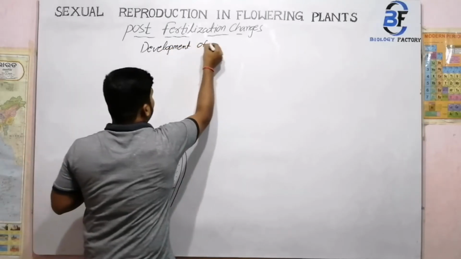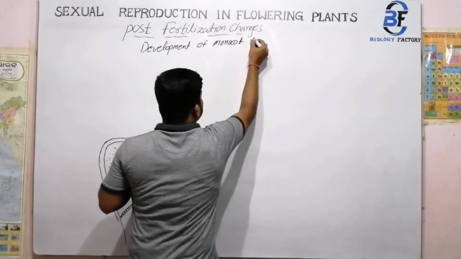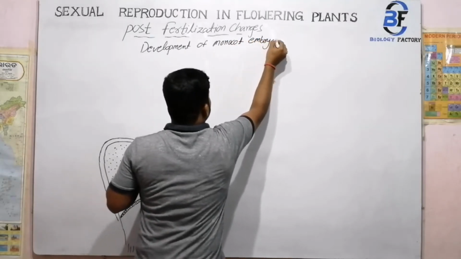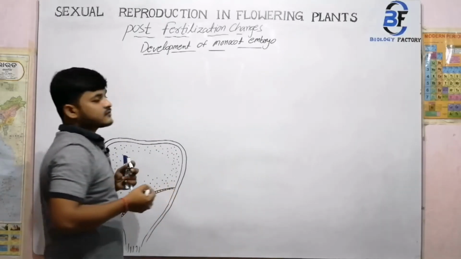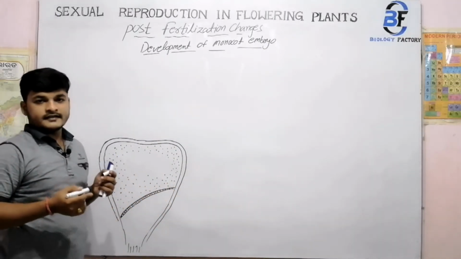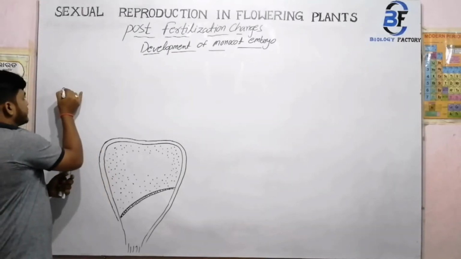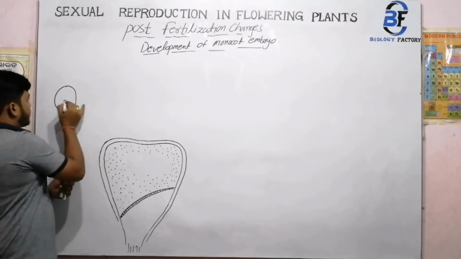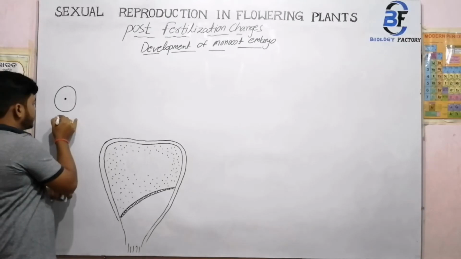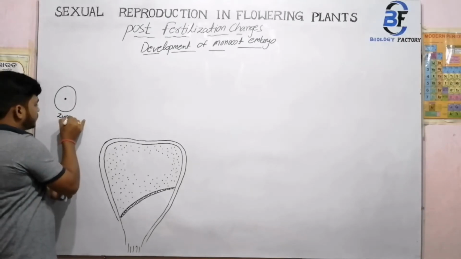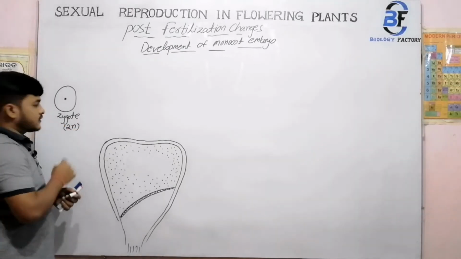Development of monocot embryo. We all know that after fertilization the zygote is formed. So our first step is the zygote. From the zygote the whole embryo is formed. So here is your zygote, which is diploid in nature, that means 2n in nature.